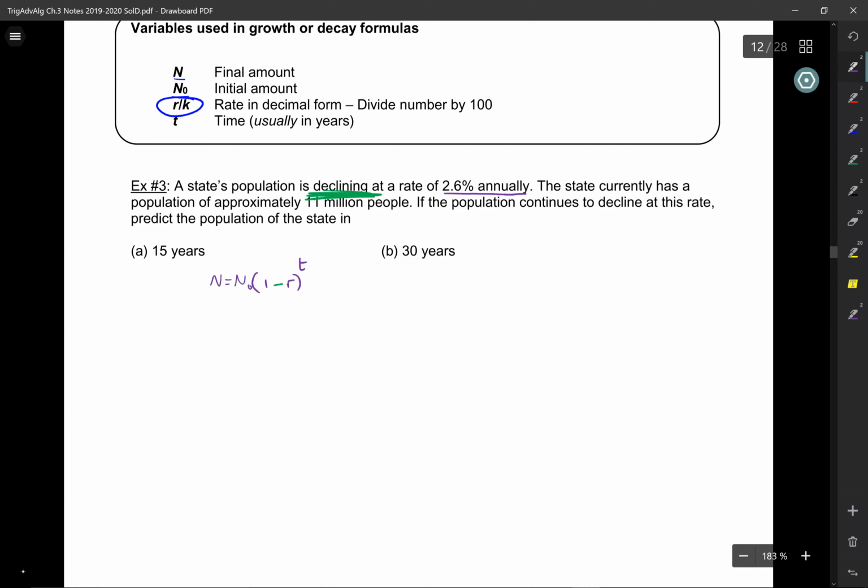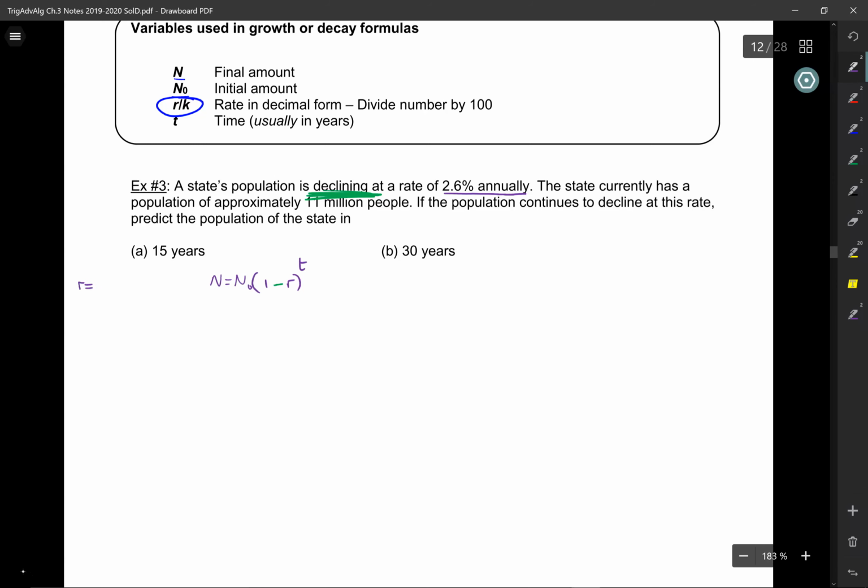The naught is not the "not" symbol, it just stands for initial. So instead of using different letters for initial and final, like F and I or A and P, you can just get away with one letter. N is the final amount, and naught is the initial amount. It's basically just a symbol, like a little accent mark.